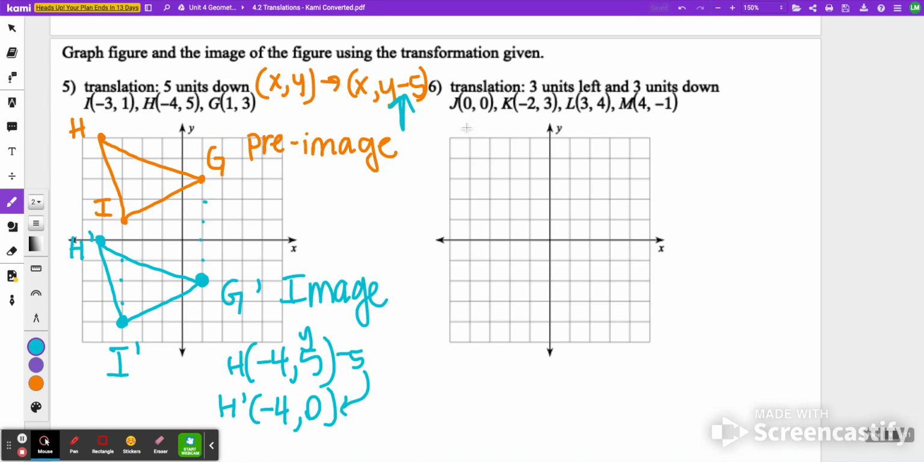Let's try the next one. Again, start by plotting your original points. Go ahead and pause this first, and then try your translations of 3 units left and 3 units down. All right, JJ is here at 0, 0.